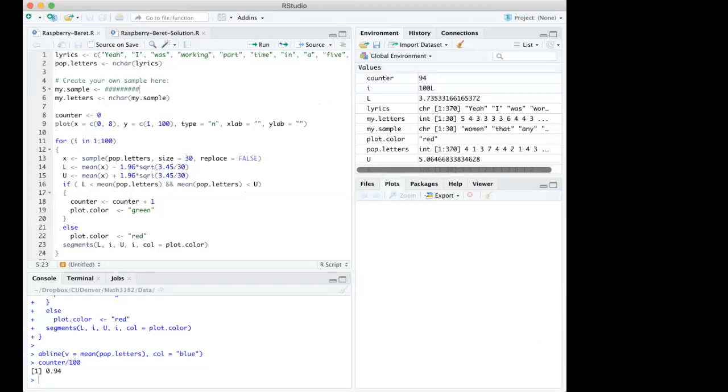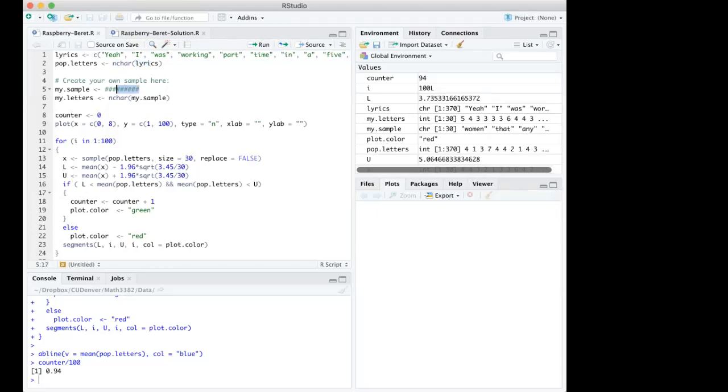And so what we're looking at right here is a file called raspberryberet.r, and you can find this posted in Canvas. And really all I want to do is work with the first couple of lines. So up here in line one, it's going all the way over to the right, but I uploaded every word from the song Raspberry Beret. So that's what lyrics is. Lyrics is our population. And this command, nchar, is going to count the number of characters in each item in lyrics. So it's going to go through each of these words and convert each of these strings of characters into a value. So yeah would get 4, I would be converted to 1, and so on.